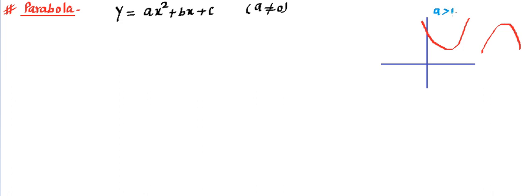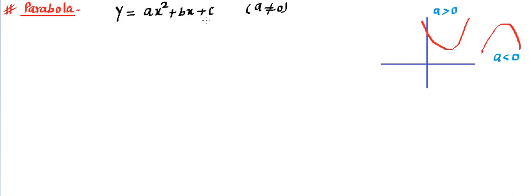This first case will be achieved when a is positive, so we get a value which is non-zero. If it is positive, then we will say this parabola is opening in the upward direction. And when a is negative, then you will find this parabola is opening in the downward direction. So we need to find whether it's opening upwards or downwards. That can be decided by simply considering the coefficient of the highest power, which is x square.